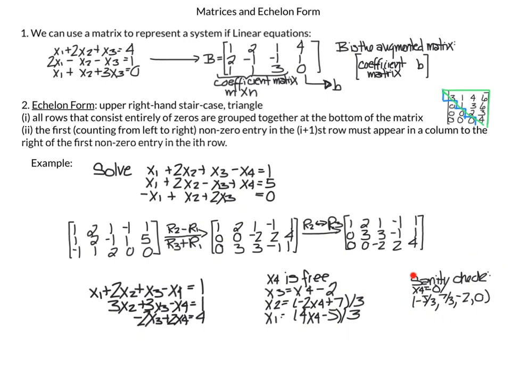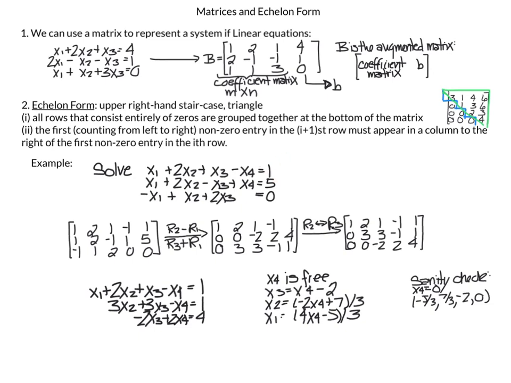And then just a little sanity check: if I let x4 equal 0, then plugging in here, I get x1 will be minus 5/3, x2 is 7/3, my x3 is minus 2, and my x4 is 0. And I can do my sanity check by plugging this in here. x1 would be minus 5/3 plus 2 times 7/3, which is 14/3, minus 5/3 would be 9/3, which is 3, minus 2, which is 1, minus 0 will give me 1.